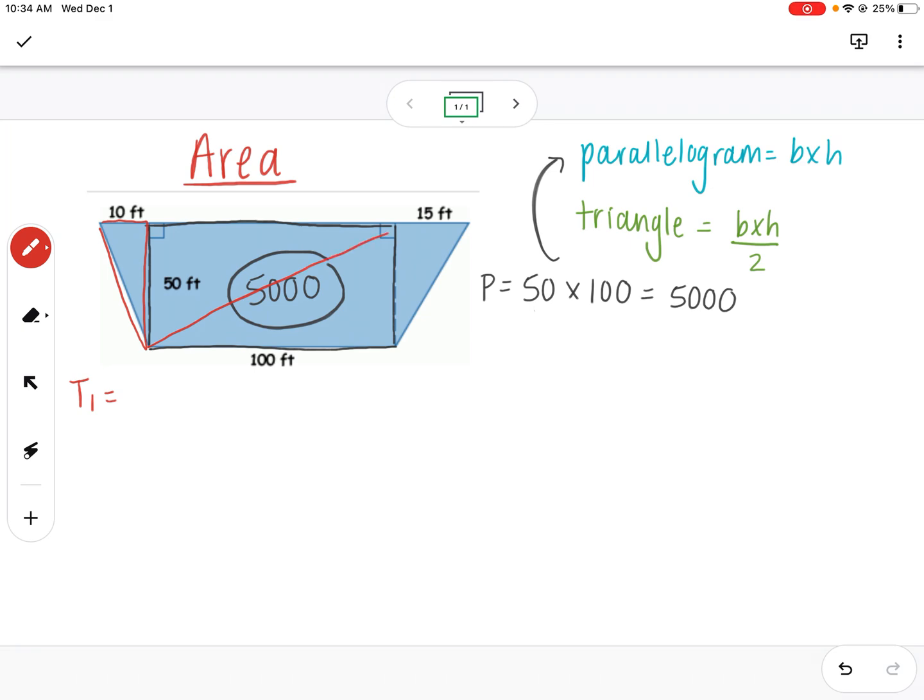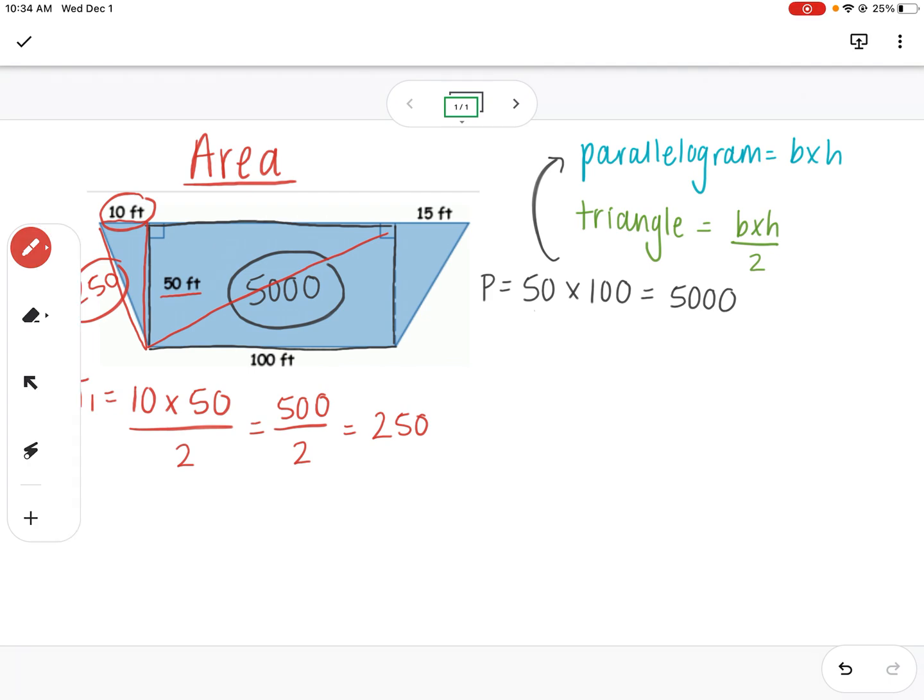So I'm going to look at my base of that triangle. I could see right here that it's 10. And then I'm going to look for the height. I could see right here that it's 50. And then remember, I'm going to have to divide that by 2. 10 times 50 is going to give me 500. I'm going to divide that by 2 to give me an area of 250. So my area over here is going to be 250. All right, now I need to find my final area of this final triangle, and then we can put them all together and be done.